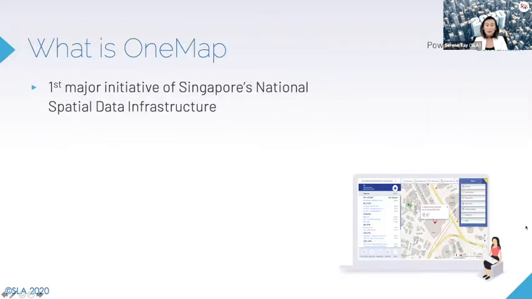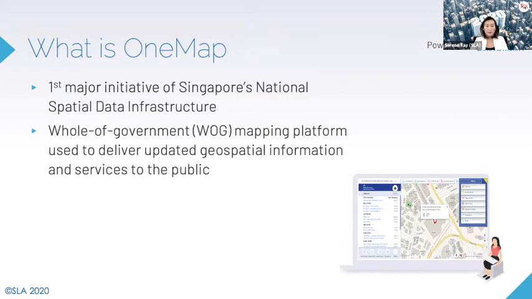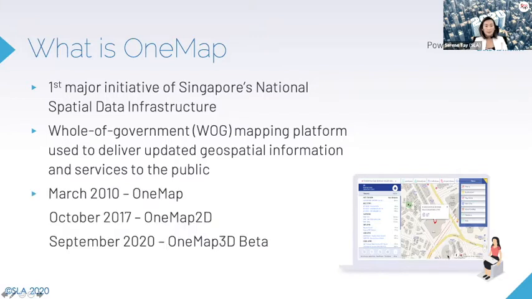I would like to just give a little context about ONEMAP and what is ONEMAP. So ONEMAP is the first major initiative of Singapore National Spatial Data Infrastructure. And basically, ONEMAP is a whole of government mapping platform that we use to deliver updated geospatial information and services to the public. I'll give you some examples later.